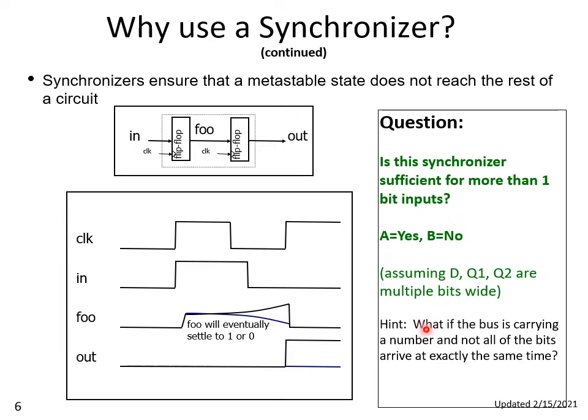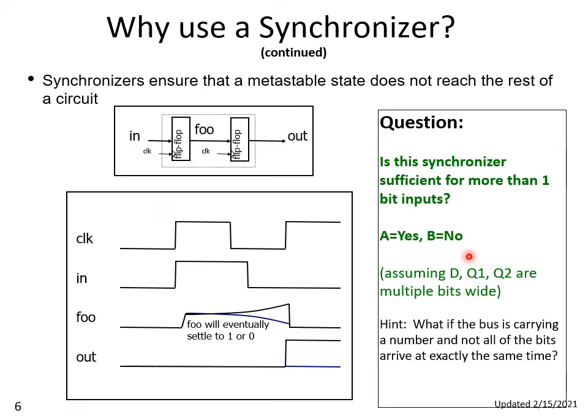So the hint here is, well, what if you have a bus, it's multiple bits, and it's carrying a number? So it's carrying a value where each of the bits should correlate with each other. The value of all of them combined gives you the value you're interested in. So just 1 bit by itself is not the relevant information. It's the collective value of all those bits together. Okay, so with that in mind, is it sufficient?